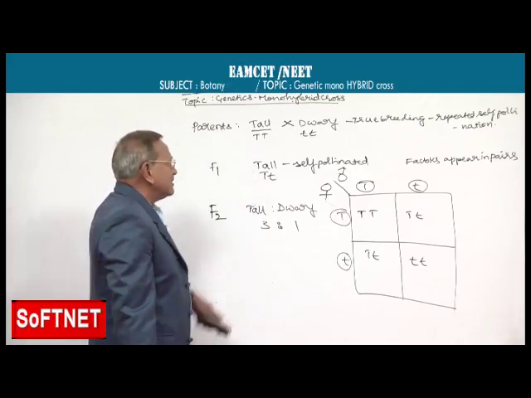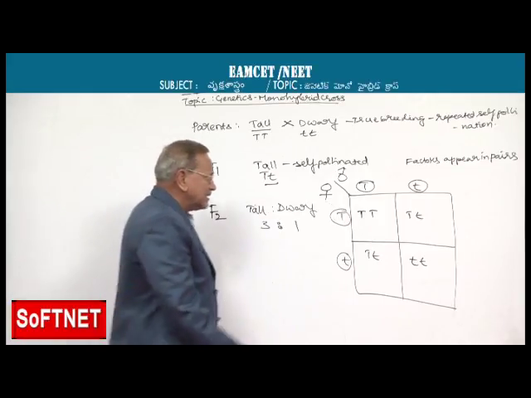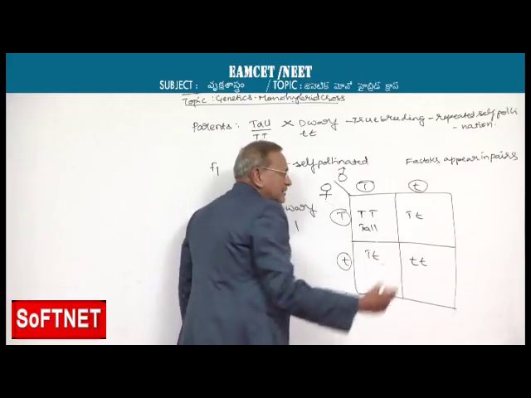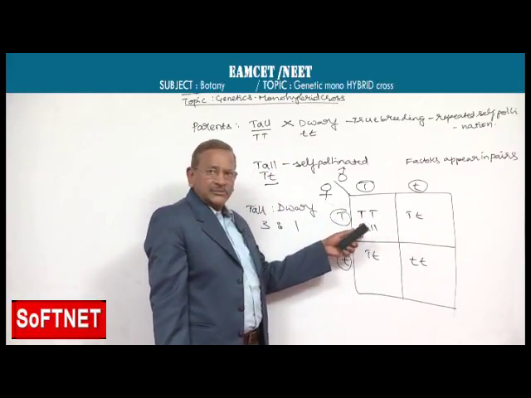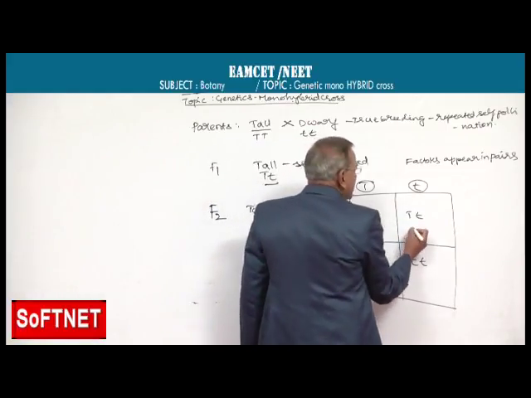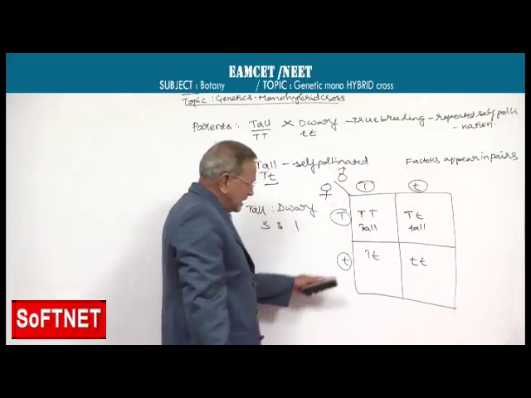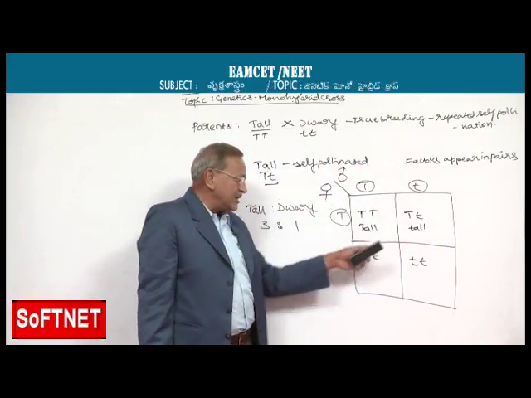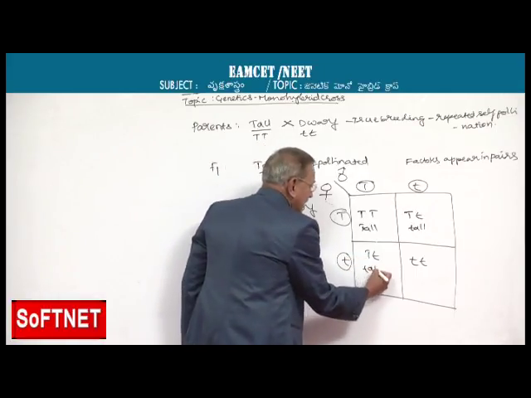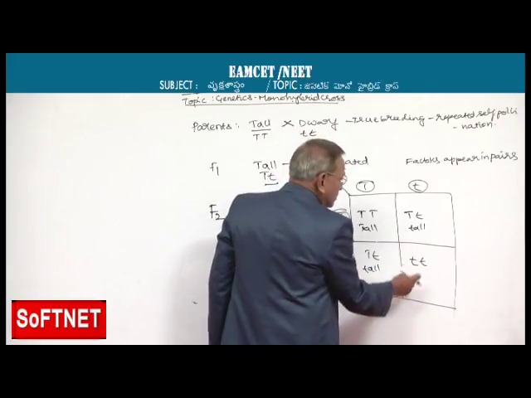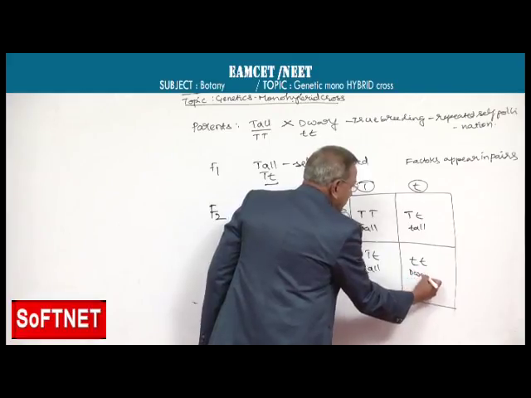Whenever both capital T and small t are there, the plant will appear tall only. So it has capital T and automatically it must be tall. Regarding the other one, because there is one capital T, this plant also must be tall, and here also we have the same combination, capital T and small t. This must be tall again. And since there is no capital T here, only two small t's, this must be dwarf.